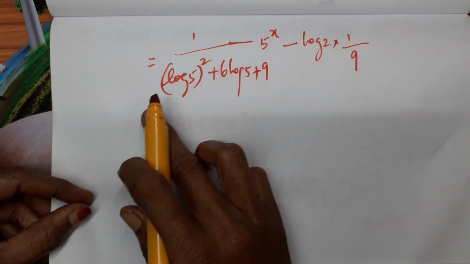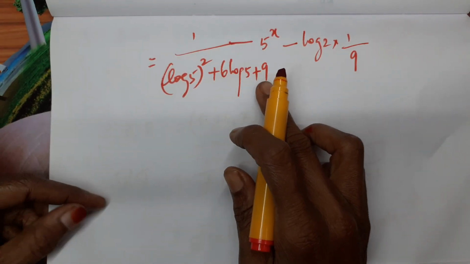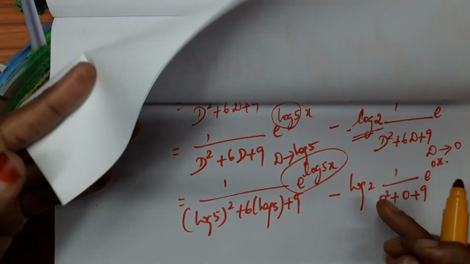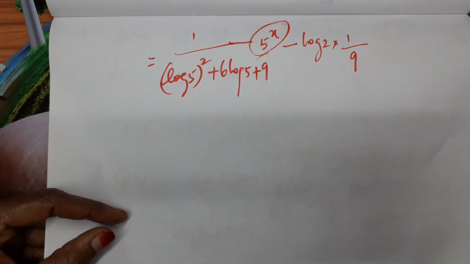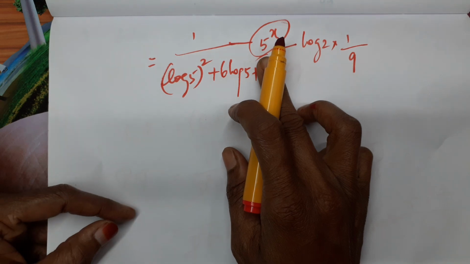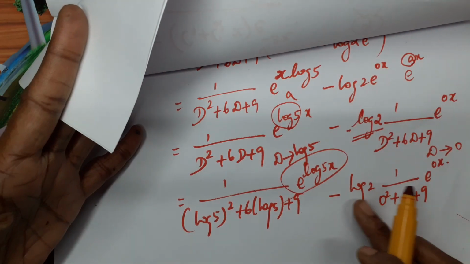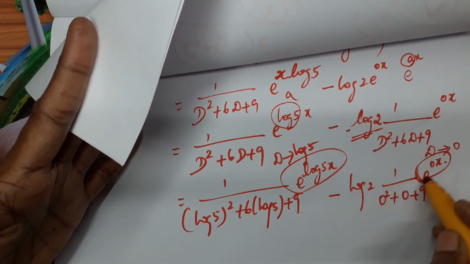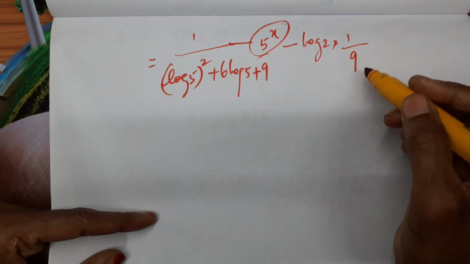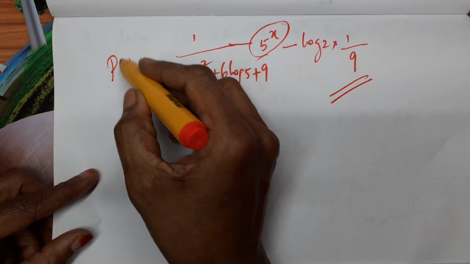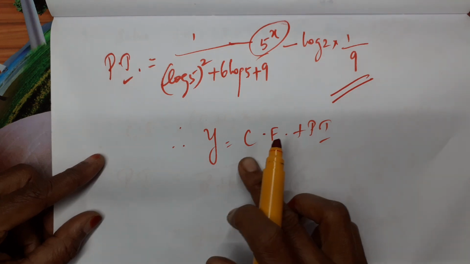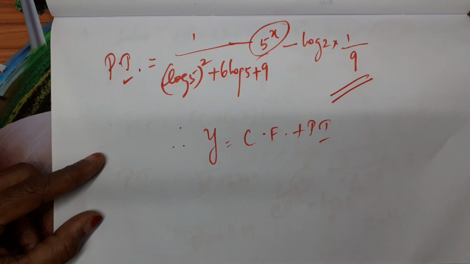Which is equal to 1 by (log 5) the whole squared plus 6 log 5 plus 9, e power log 5 into x. Actually we have written 5 power x in this way, so I am writing it back as in the problem. 5 power x minus log 2 into 1 by 9, since e power 0x is 1. This is my particular integral. So the final general solution y is equal to adding CF and PI.